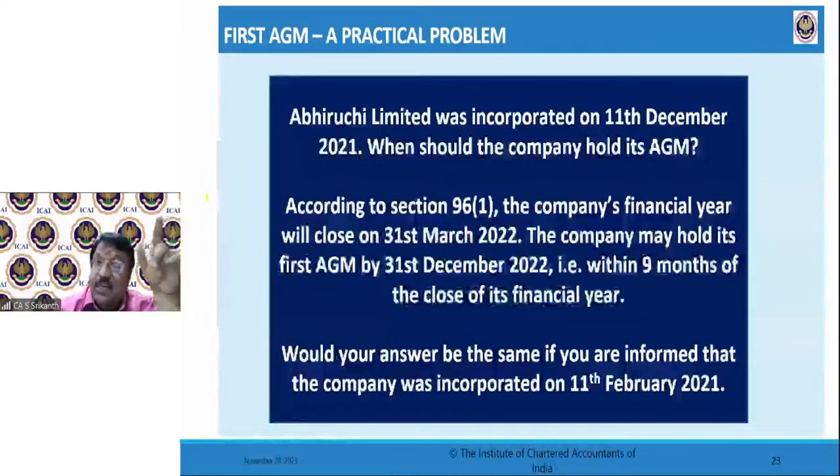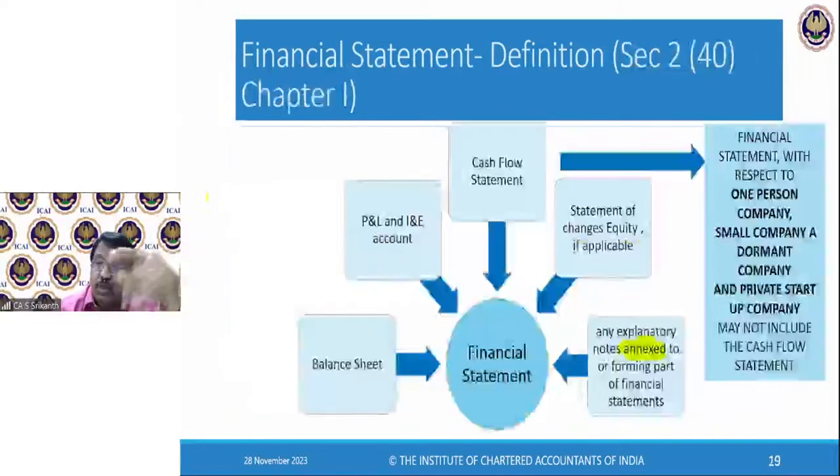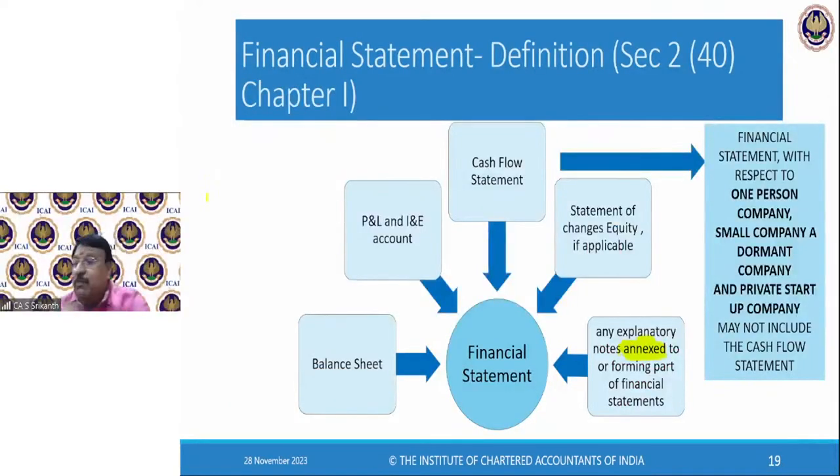Except AS3. AS3, three kinds of companies need not comply. One person company need not, small company need not, dormant company. See, somebody was asking about dormant company. Well, a dormant company would be a company which has not had any financial transaction for 2 years. It's not in your syllabus. Dormant company is not in your syllabus. It is in the final syllabus.